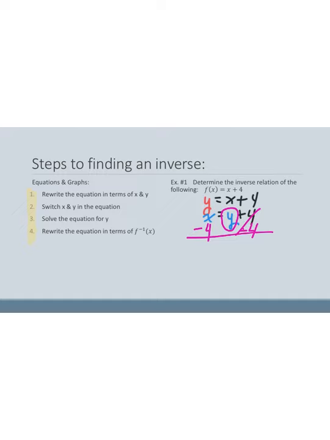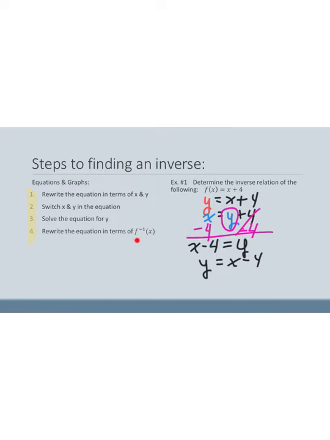And I get x minus 4 is equal to y. I tend to not like y on the right, so I'm going to switch the left and right sides. So I get y equals x minus 4. Okay, and then we're going to do the final step, and we need to rewrite the equation in terms of f to the negative 1 of x. That just means replace y with f inverse of x.